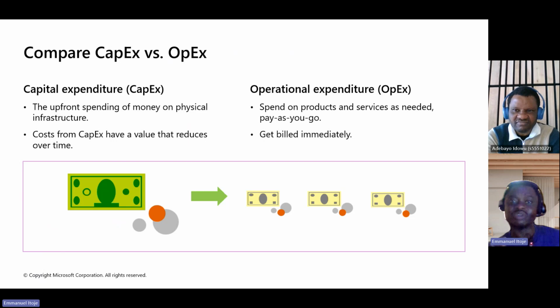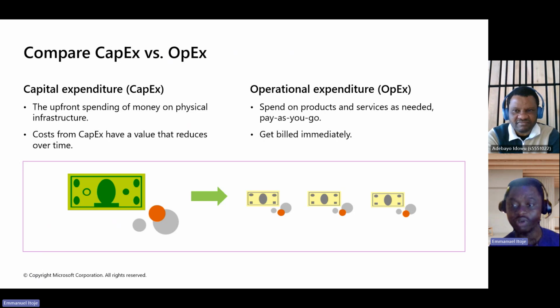But in terms of operational expenditure, you spend on products and services as needed. It's a pay-as-you-go model, right? And you get billed immediately. Once you use it for this month, Microsoft sends you the bill for the month that you used. They send you the bill and you pay, you move, you continue, right?